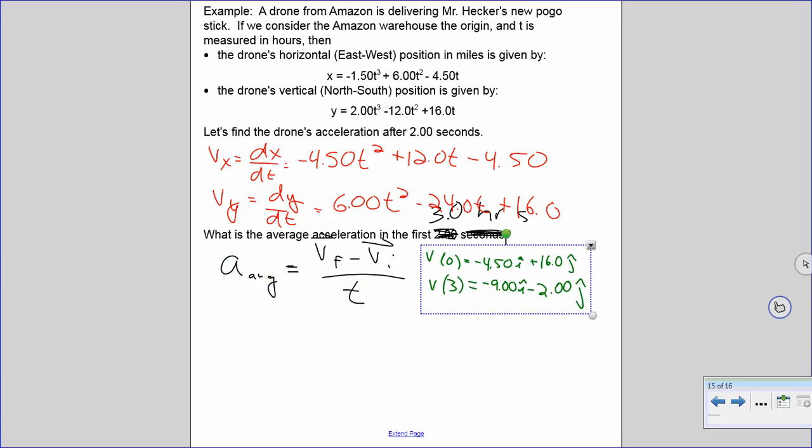All right, so that's that. So now that means that Vf minus Vi, let's see. So Vf is negative 9 minus negative 4.5. So that's going to give me negative 4.5, unfortunately. It's an unfortunate coincidence. And then here, let's see, negative 2 minus 16 gives me minus 18.